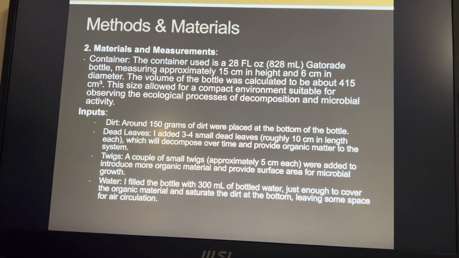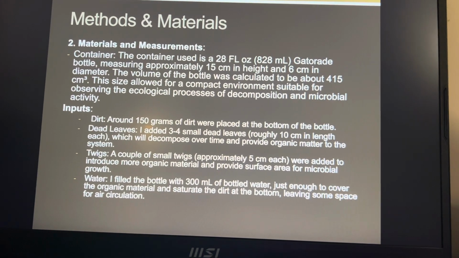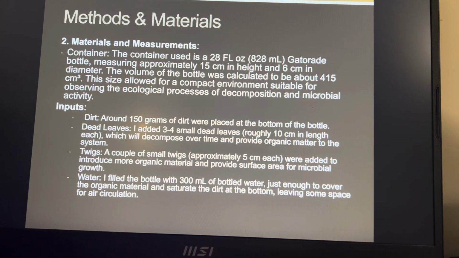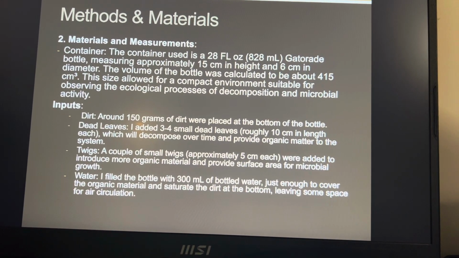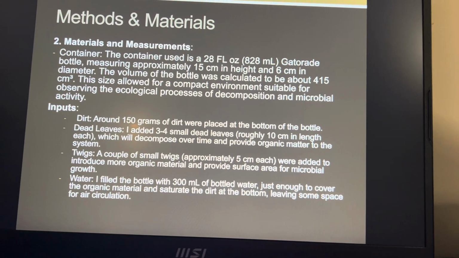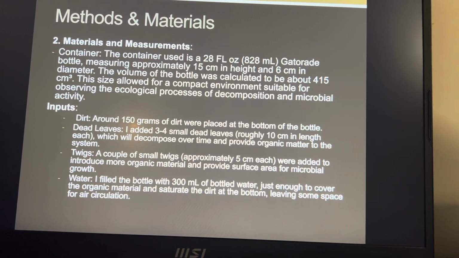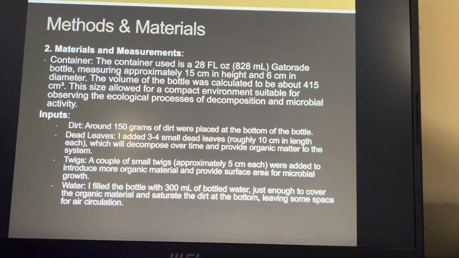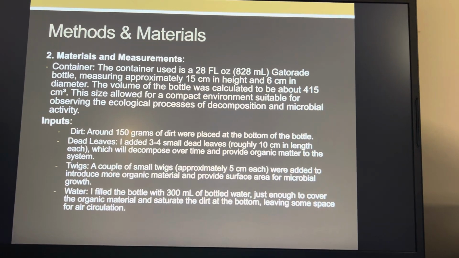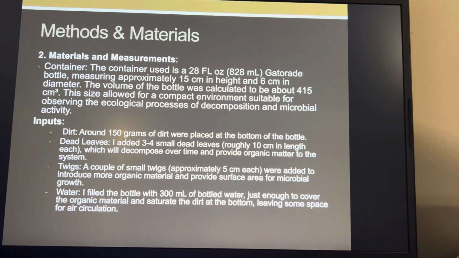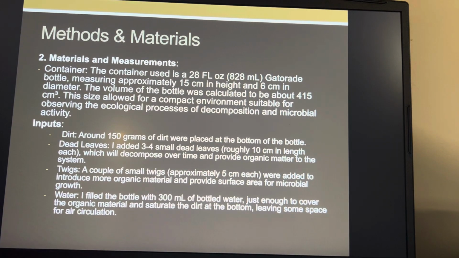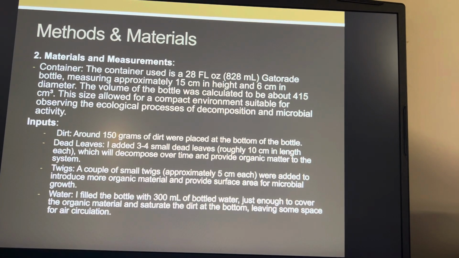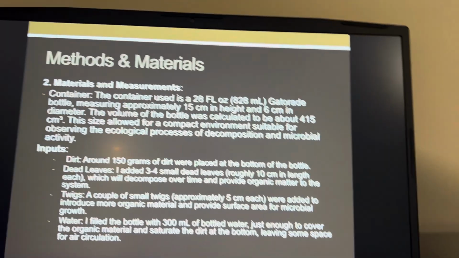Chosen for its compact size and transparency, approximately 150 grams of dirt was added, along with 3 to 4 dead leaves and a couple of twigs found in the same bushy area right outside the barracks. These materials represented the organic and inorganic components necessary to establish an ecosystem. I filled the bottle with 300 milliliters of bottled water, covering the organic material and leaving space for air circulation.